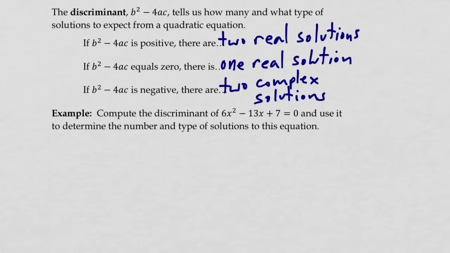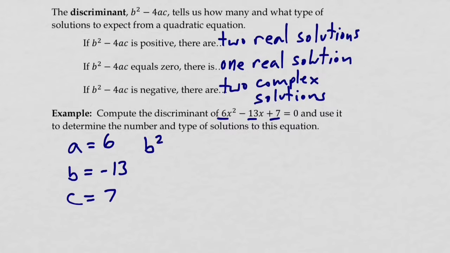As an example, let's compute the discriminant of this equation and use it to determine the number and type of solutions that the equation has. To compute the discriminant, we need to identify the values of a, b, and c, and these are going to be the coefficients of the terms on the left-hand side of the equation. A is equal to 6, b is equal to negative 13, and c is equal to 7.